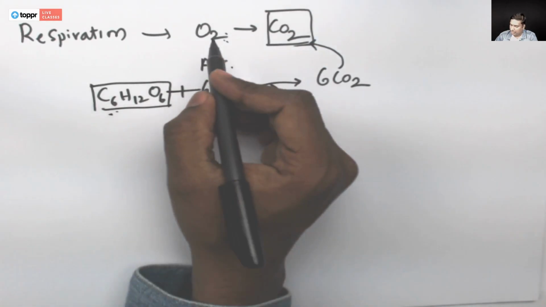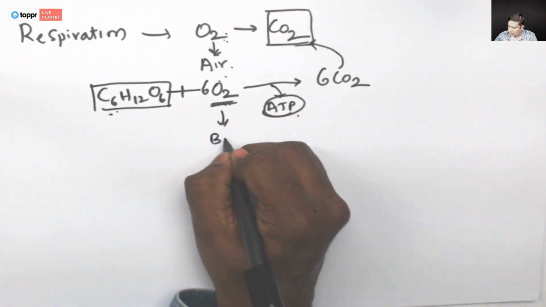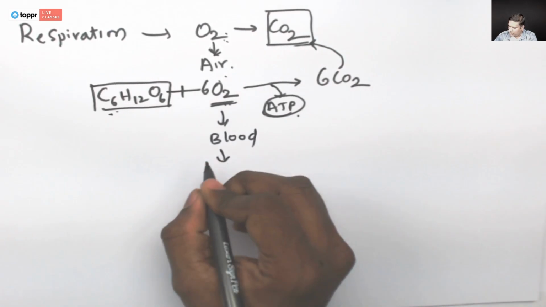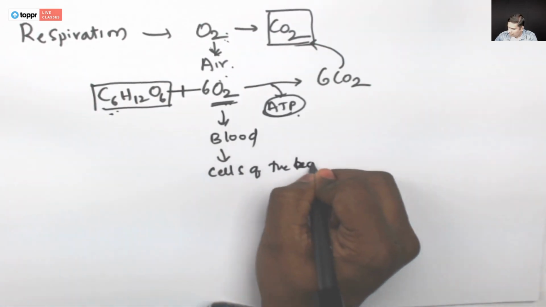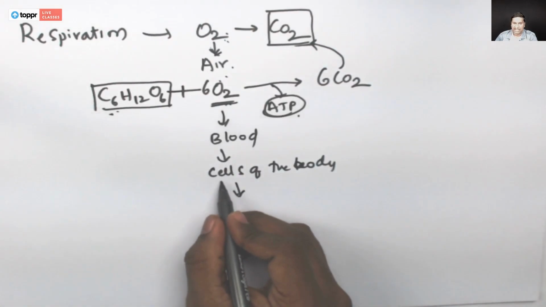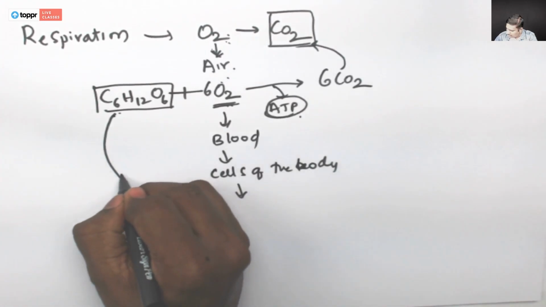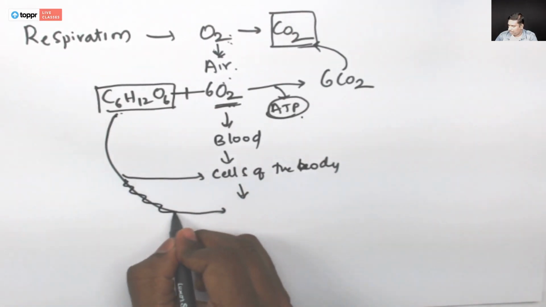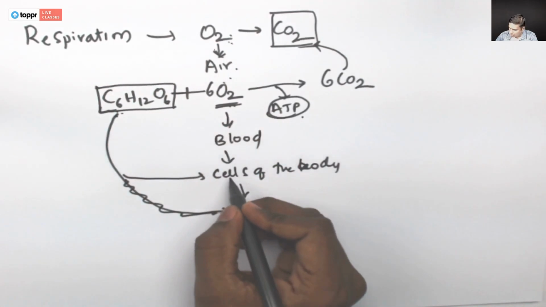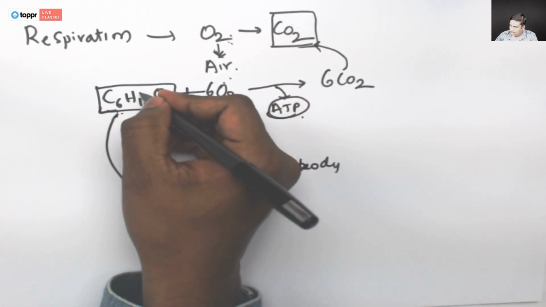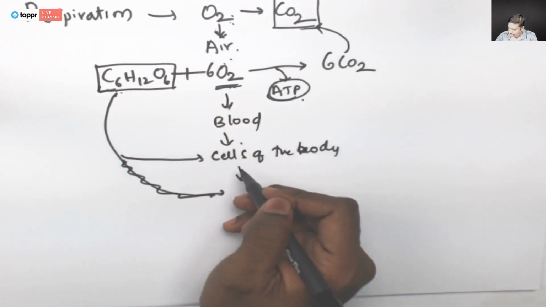Through the respiratory system, you are taking in oxygen. This oxygen is being supplied through blood to the various cells of the body. And through food you are getting your carbohydrate to the various cells of the body, to be specific a simple molecule like glucose. So you're getting your oxygen from the lungs and carbohydrates, or glucose molecules, through food.